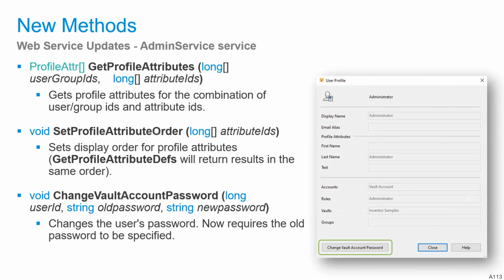And on the next slide, we can see profile attributes methods. They are related to profile attributes for the specific user. So they are get profile attributes and set profile attribute order. And also we can find the change vault account password method. It was added as a replacement for the update password, and now it requires an old password. And here we can see on the slide where we can use it from the UI.